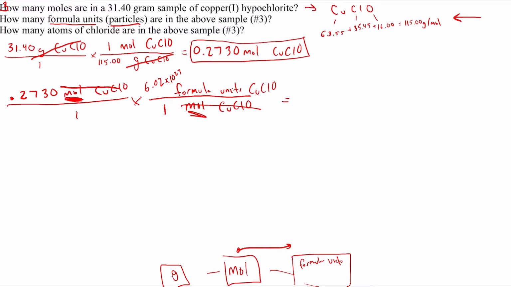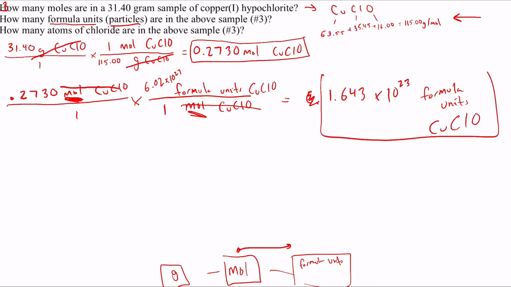And now when we multiply these two numbers together, we will get 1.643 times 10 to the 23rd formula units of CuClO. Okay, 4 sig figs again, so 4 sig figs over here. All right, now the last one.